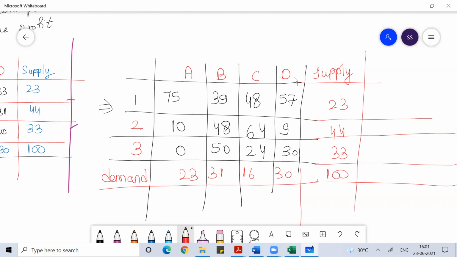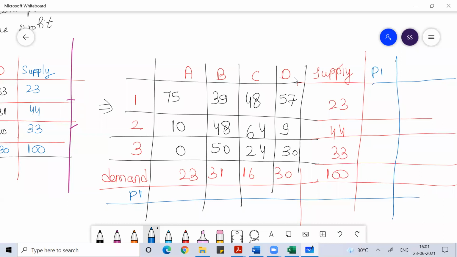Once I converted the maximal matrix into the minima matrix, now I can determine the initial basic feasible solution. How can I determine the initial basic feasible solution? To determine it, guys, I can find the penalty.